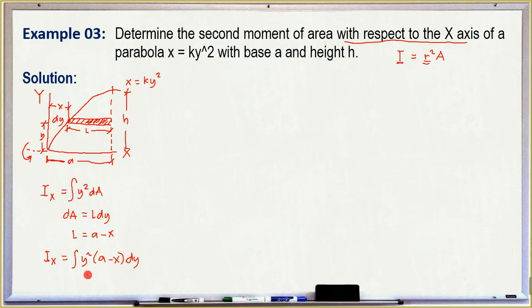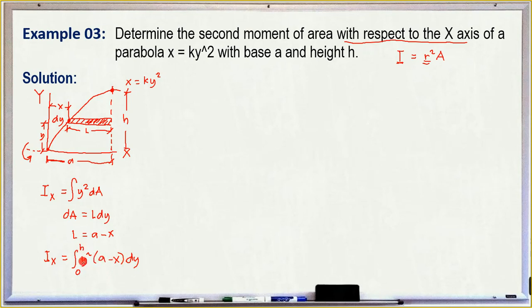Now, the limits of integration. So, our limits of integration depend on our increment. Since this is dy, our limits are values along the y-axis. So, our area starts from 0, that is y value of 0, up to y equals the height of this parabola. So, that is from 0 to h.